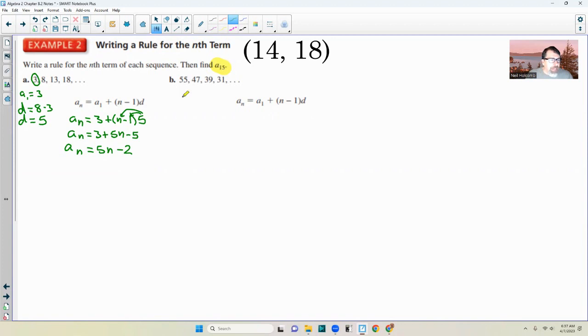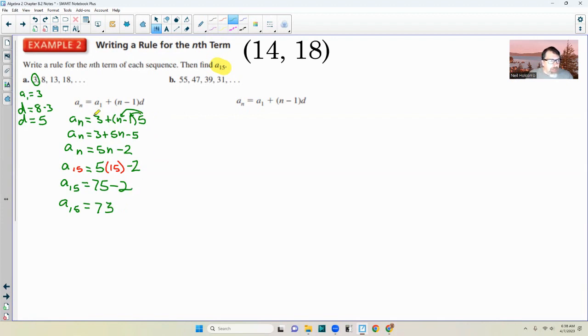And now I want to find a sub 15. So I say a sub 15 equals 5, and since my n is 15, I'm going to put that right here. And then minus 2. So a sub 15 equals 5 times 15, which is 75, minus 2. So a sub 15, the 15th term in this sequence, would be 73.